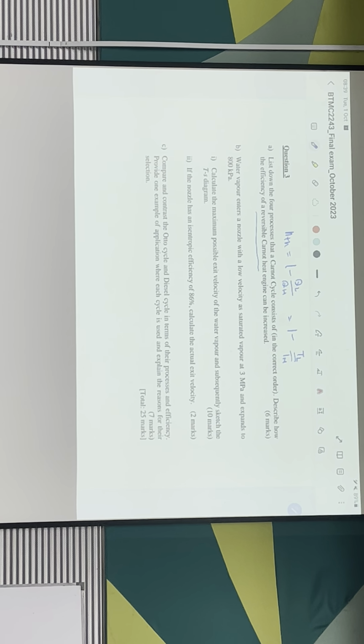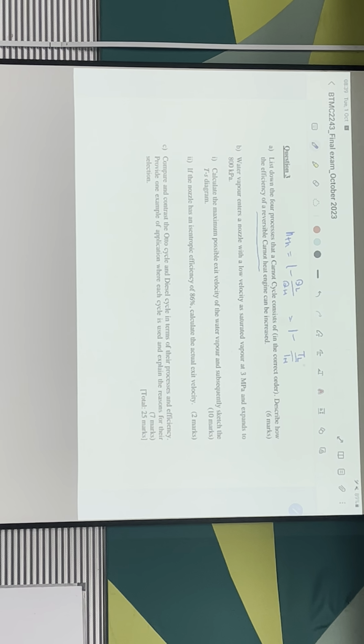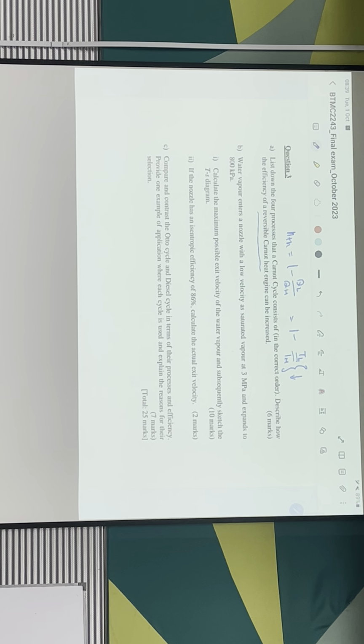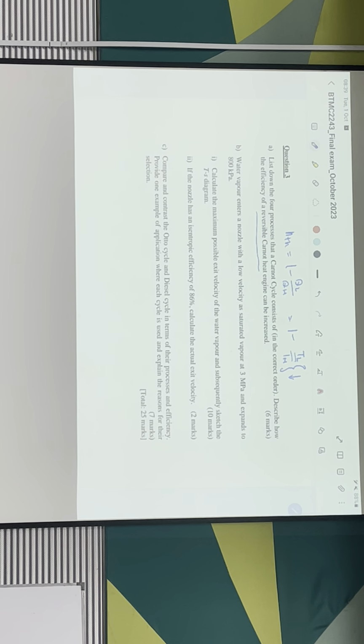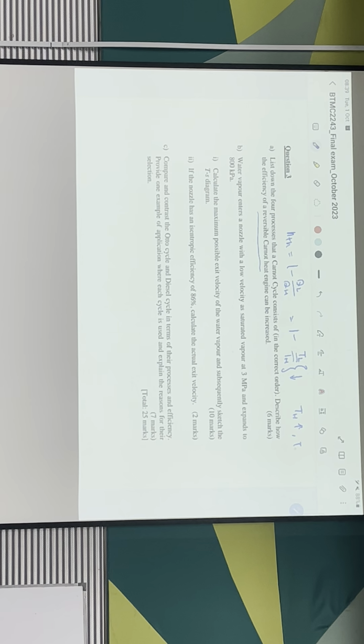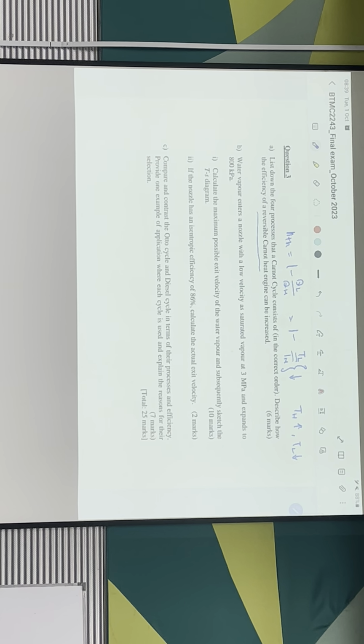Alright, so based on this equation, it means that we want this entire thing to be as low as possible, right, if you want a high efficiency. Which means either you increase TH or you reduce TL. So this will also come along with the definition of Carnot cycle.